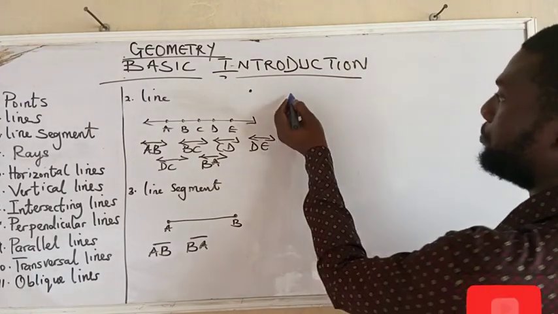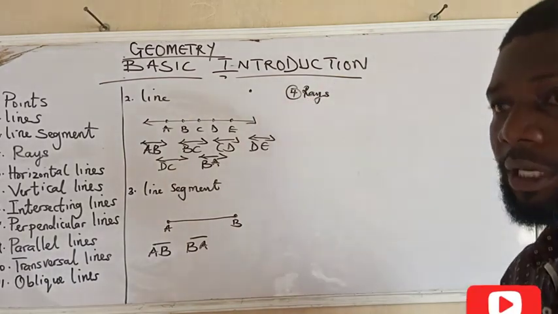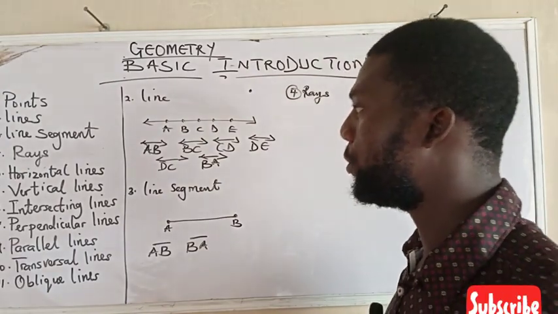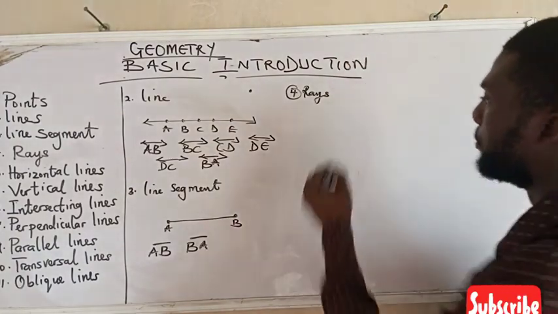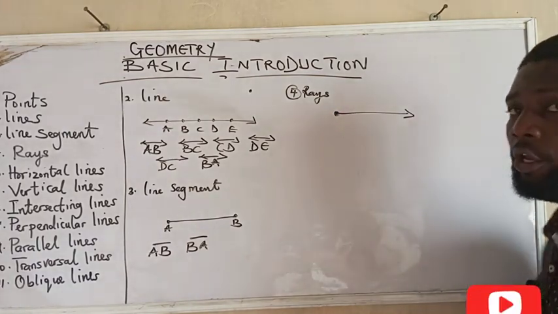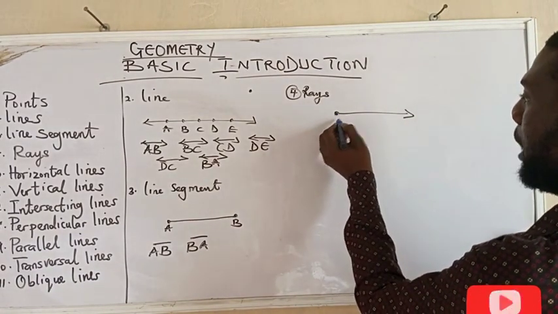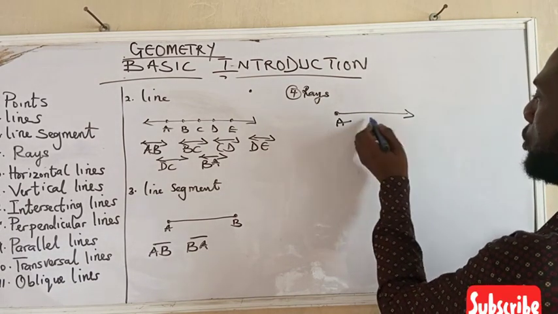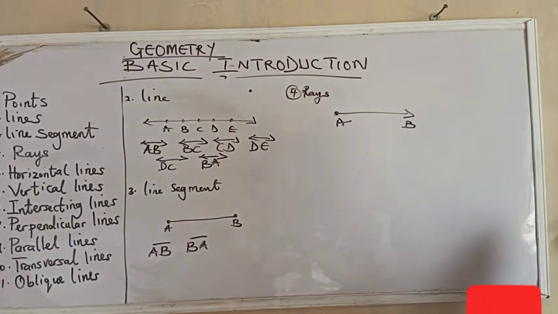So let's look at number 4. Number 4 is rays. So what do you understand by the word rays here? A ray combines the features of both lines and line segments. Why? Because a ray has an endpoint and it goes infinitely in one direction. In the sense that this endpoint, I can call this endpoint A, and it goes on and on like that in one direction.